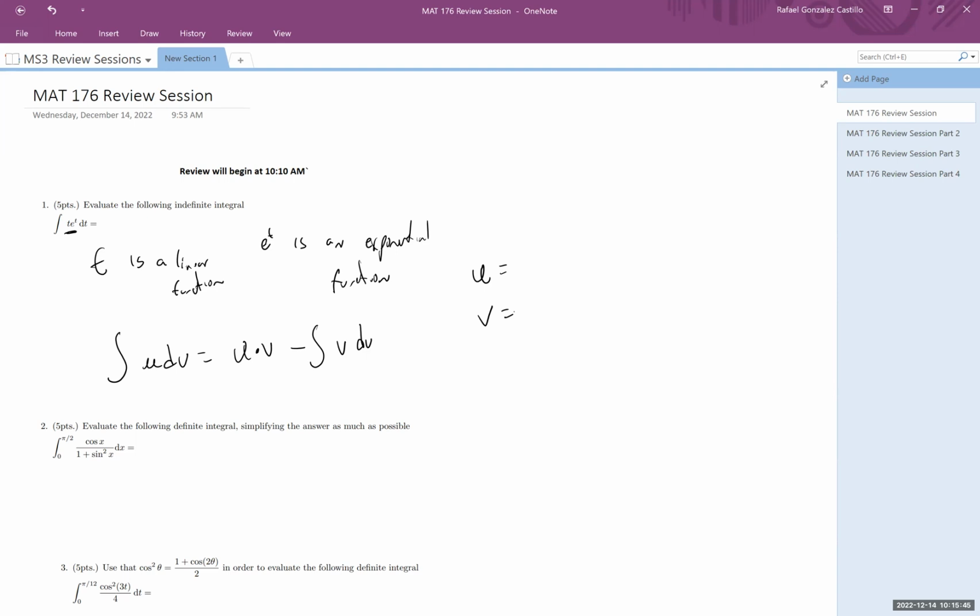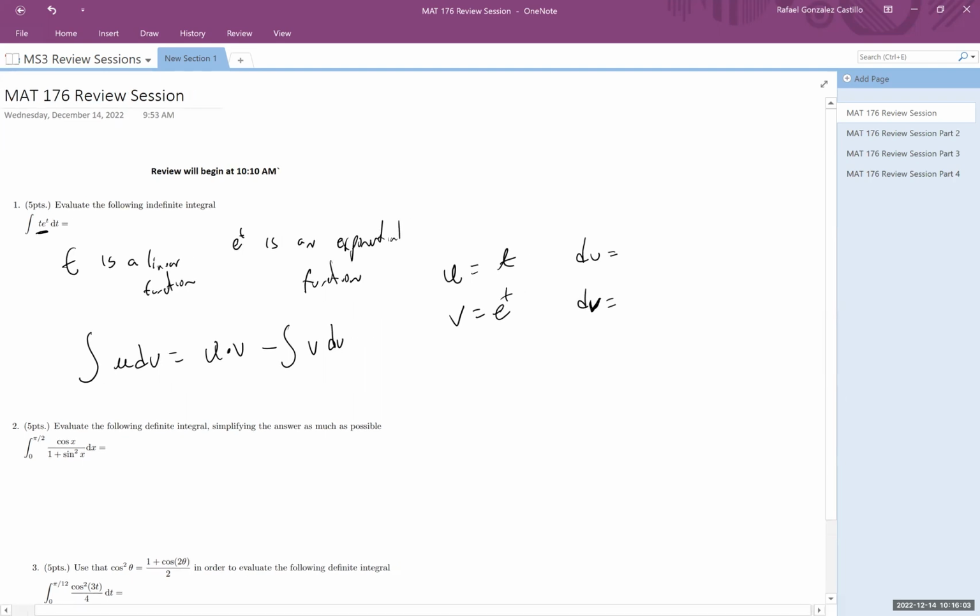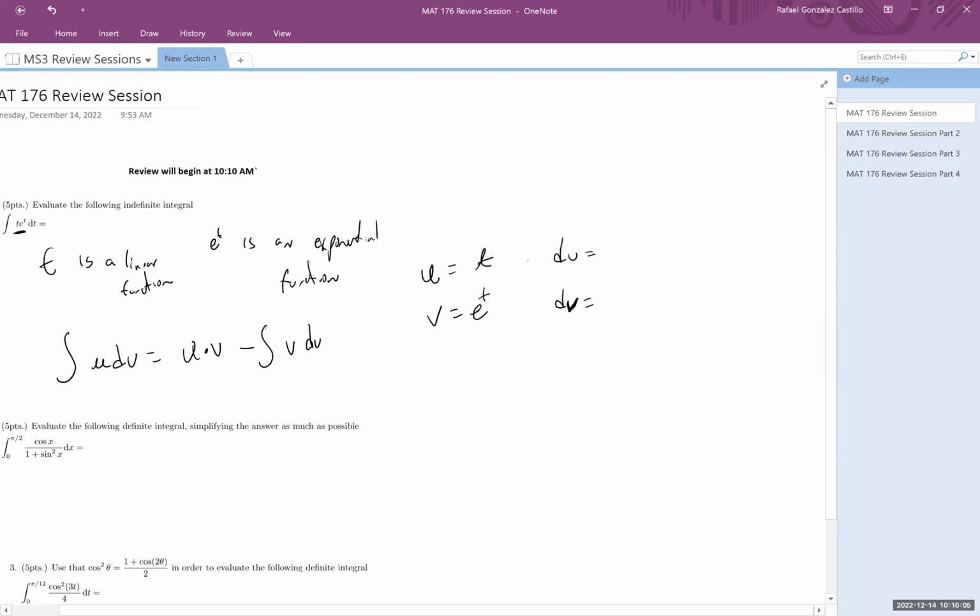For this particular problem, I am going to let u be t. That forces v to be e to the t. And at the same time, I'm going to find out what the derivative of u and v are, because I will need them. Now, the derivative of u is just 1. And the derivative of v, which is e to the t, is just e to the t.